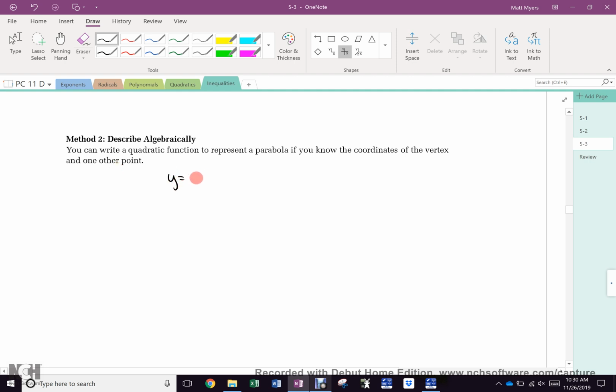Y equals what? In vertex form, y equals a(x minus p) squared plus q, yeah? Do we know our vertex? What is it? 0, 0. So it's y equals ax squared, because p is 0, right? And then q is another 0, yes? Everyone agree? So it's just ax squared.